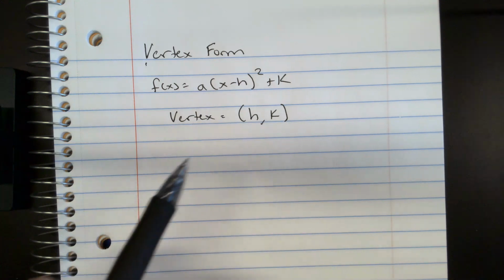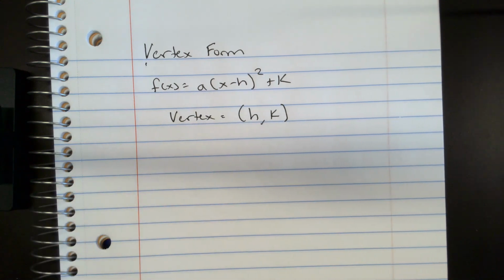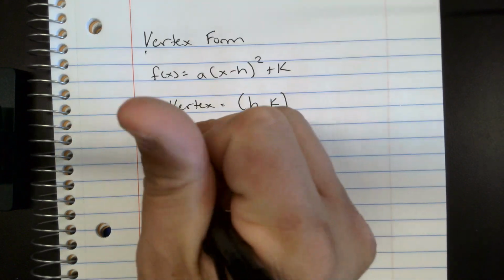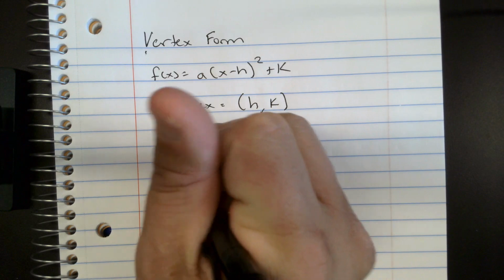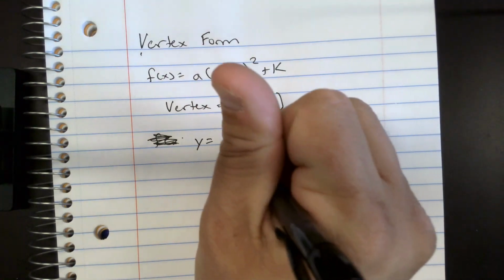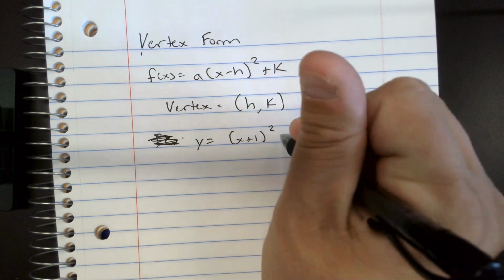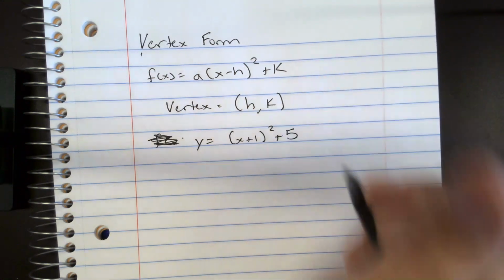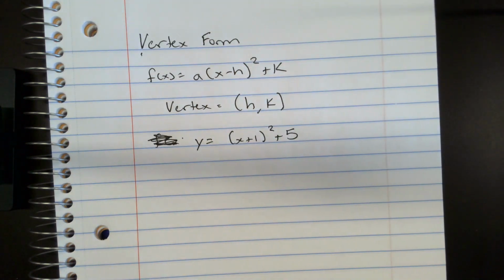So I'm going to show you why sometimes this way is easier to graph parabolas than finding the line of symmetry and then finding the vertex. So if I have something in the form, we're just going to change f of x to y right now. y equals (x + 1) squared + 5. So first off, identify what's our A. A is a 1, right?